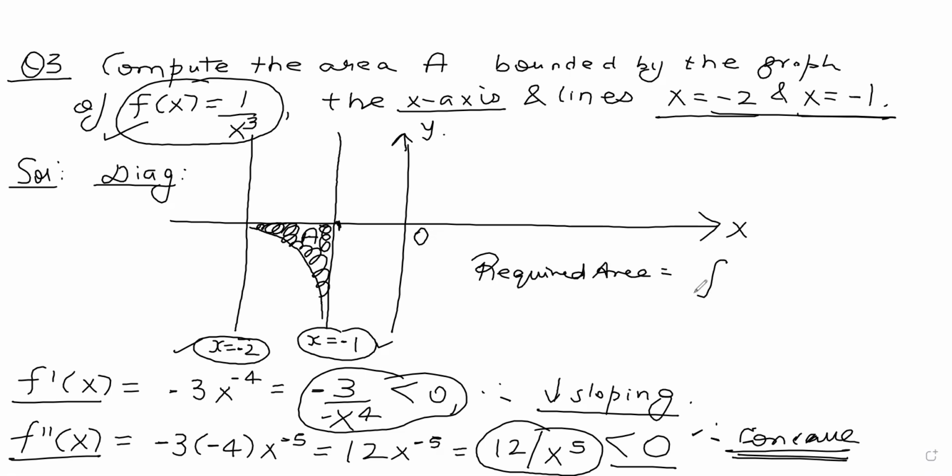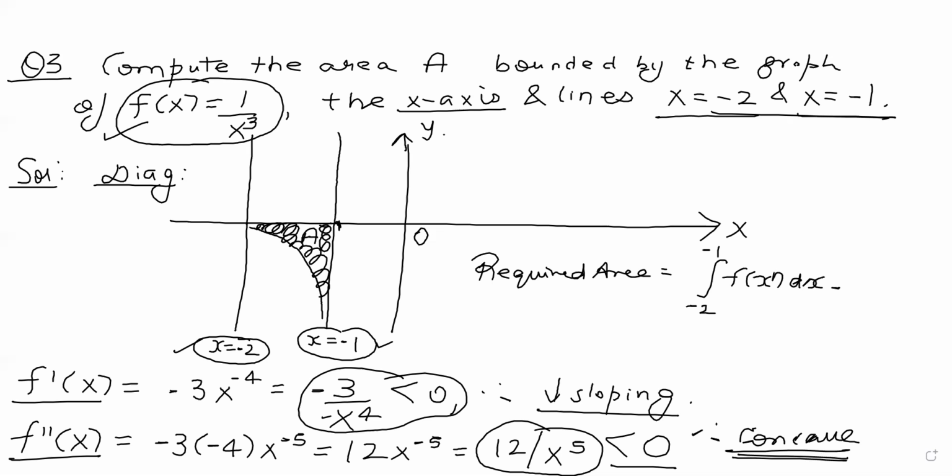It is the integral as x goes from -1 to -2. Actually, it is -2 to -1, because we are going from here to here, moving towards the origin. So it is the integral from -2 to -1 of small f of x dx. This will be our required area. Let me write it more clearly.